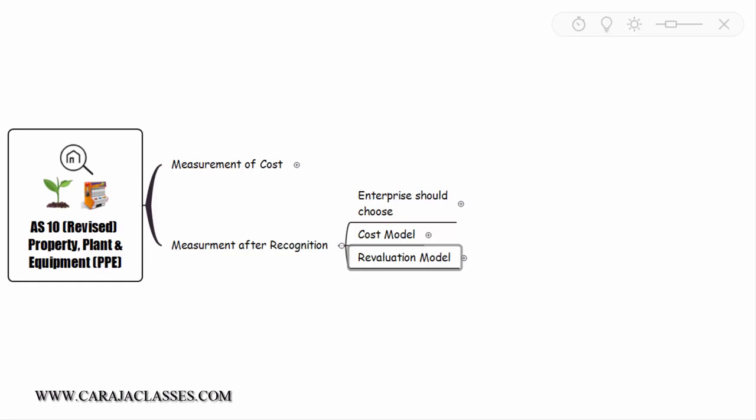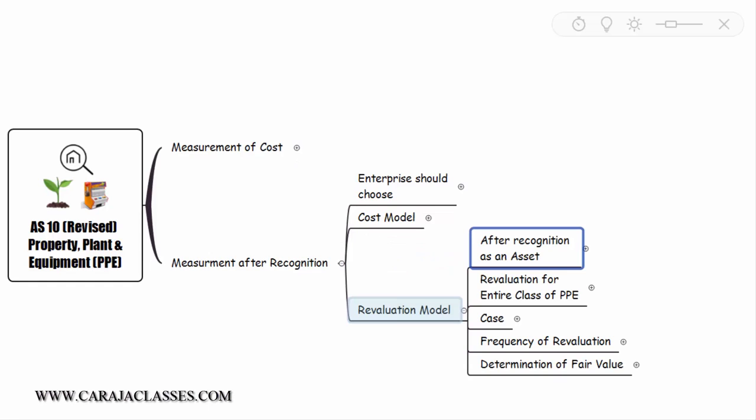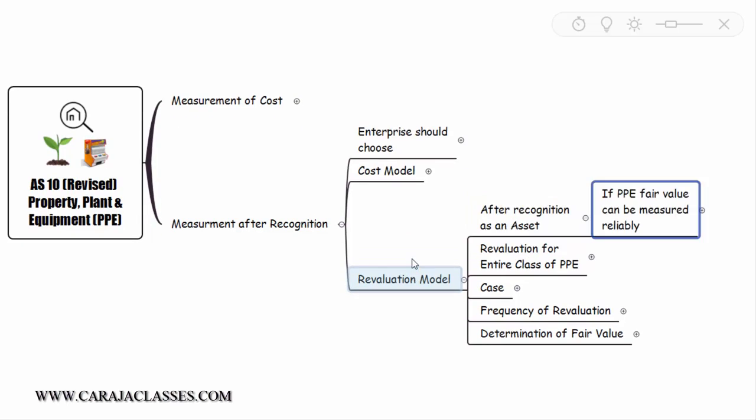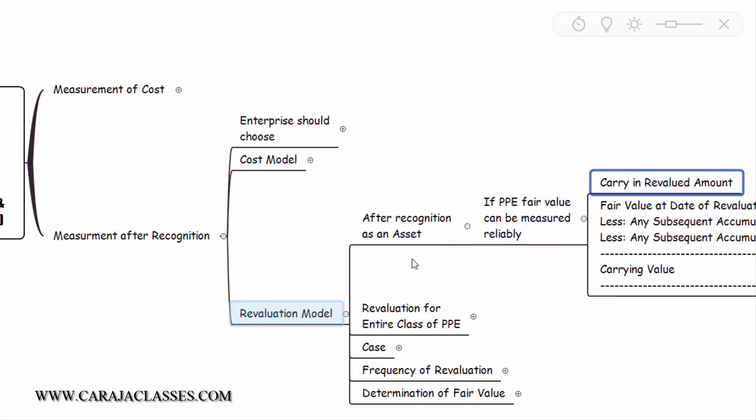Moving on to the next model, that is the revaluation model. After recognizing PPE as an asset, if the fair value of the PPE can be measured reliably, then we can carry it at the revalued amount. So first of all, initial recognition, that is, we have to recognize it as an asset. Then in the subsequent years, if the fair value can be measured reliably, then we can carry it at the revalued amount. And how are we going to arrive at it?